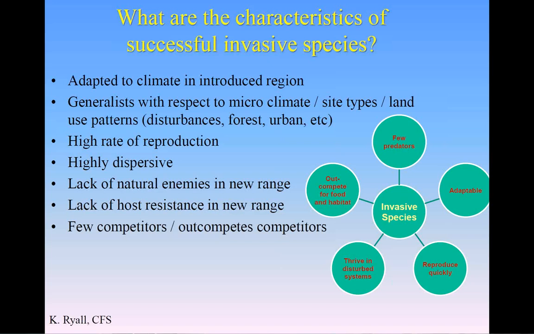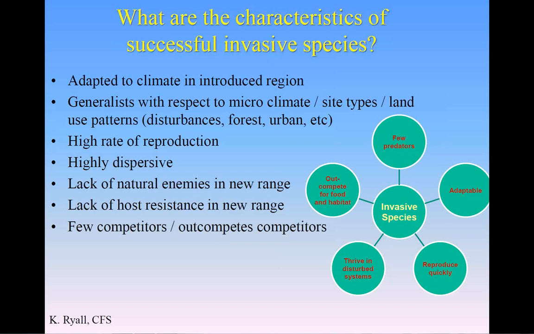Often there's no natural enemies in the new range because they're occupying a niche that isn't already occupied by some other related species. An example where that doesn't work is, say, Sirex woodwasp that came in as a European species trying to occupy a niche that is already occupied by native siricid insects. It doesn't do quite as well as it would if there wasn't already something there, and the host trees here already have some resistance to that insect. So it hasn't been as big a problem in North America as it has in Australia or Brazil or South Africa, where there isn't a natural ecosystem there.